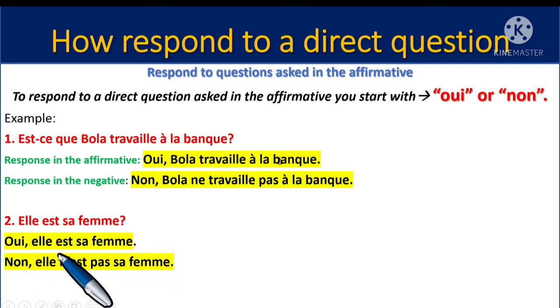You can see again, this is "eh", this is "eh". So there's a clash, and then we observe the elision by putting an apostrophe. So this is non, elle n'est pas sa femme. Here, oui, elle est sa femme. Non, elle n'est pas sa femme. Here, oui, Bola travaille à la banque. Non, Bola ne travaille pas à la banque. Answering in the negative.